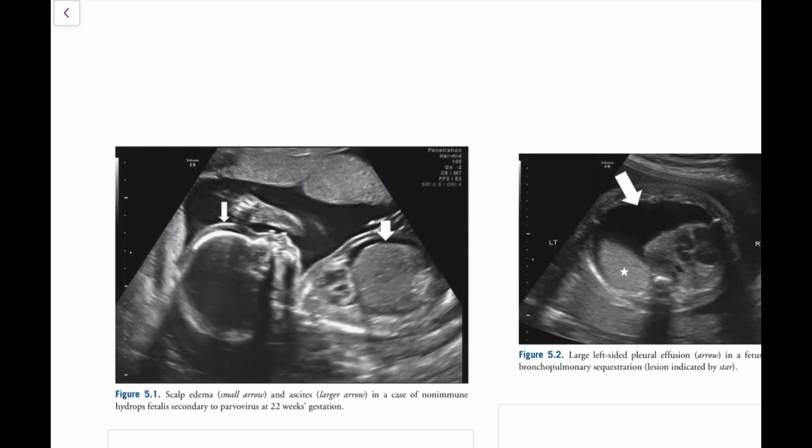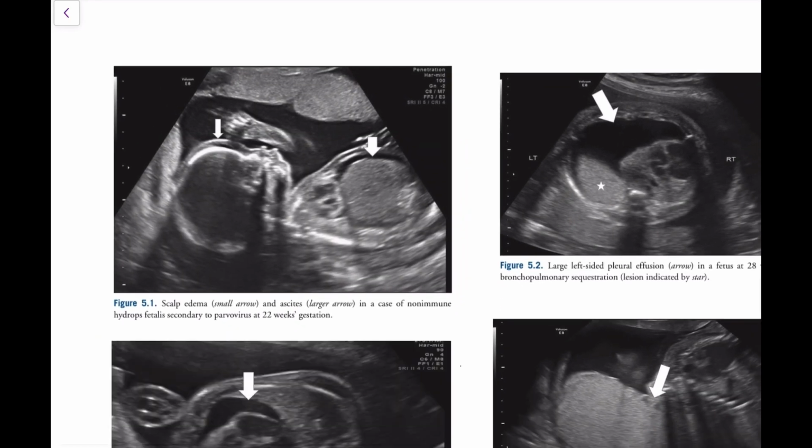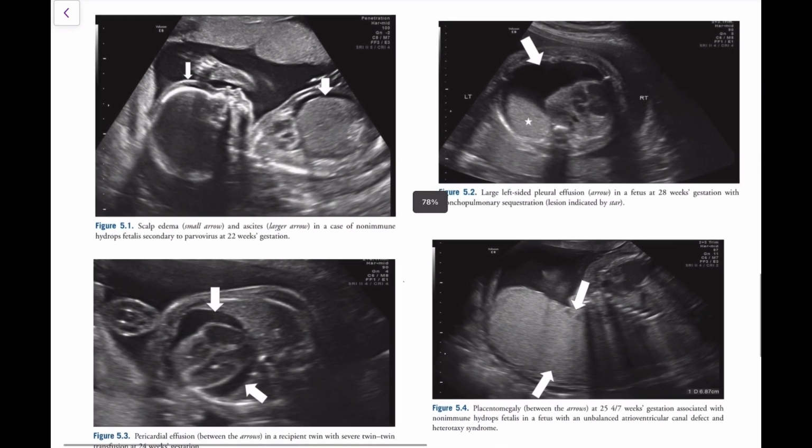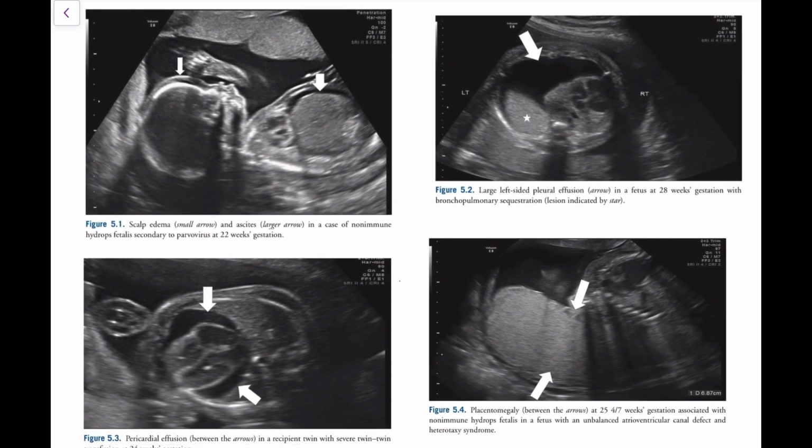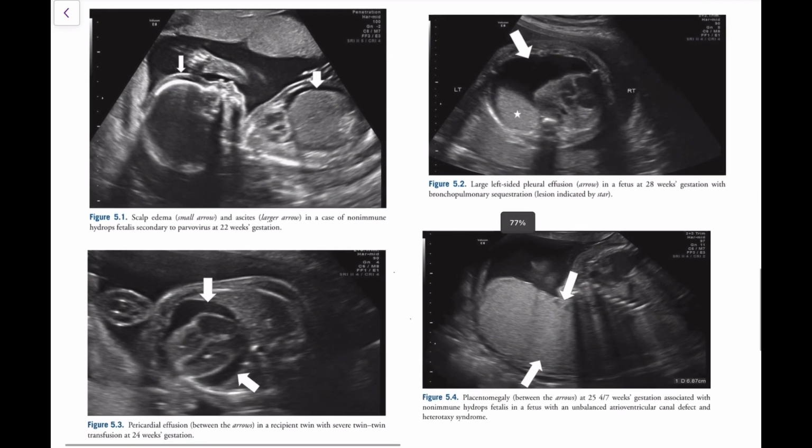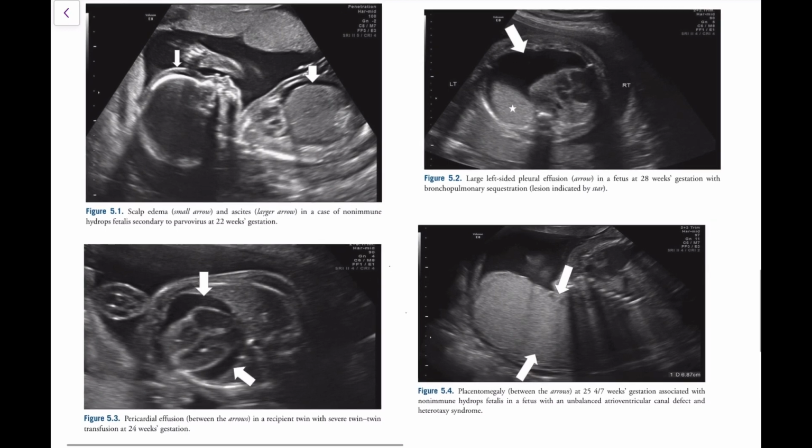Finally, these are images describing the effusions through ultrasound. In figure 5.1, there is scalp edema and ascites. As you can see, the small arrow indicates scalp edema and the large arrow indicates ascites, in a case of NIHF secondary to parvovirus at 22 weeks gestation.